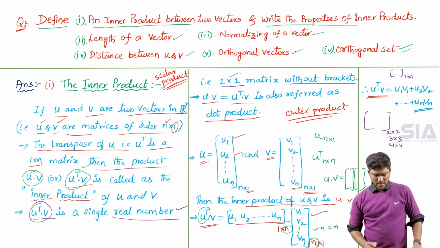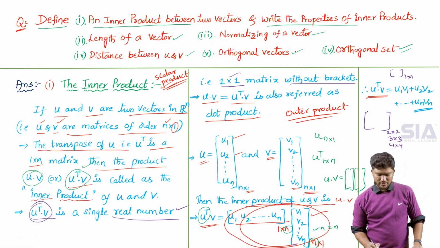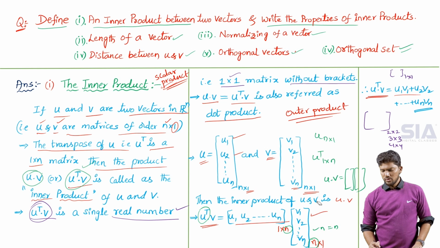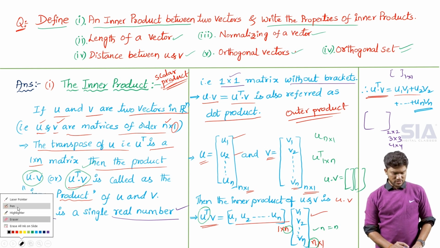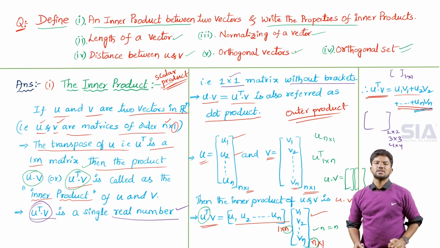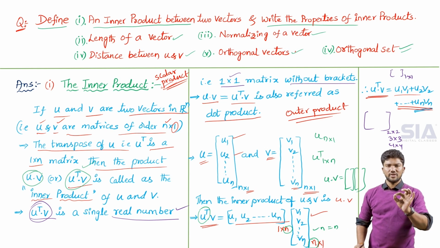So in this format, U transpose into V is equal to, if you multiply these two matrices, you will get U1 V1 plus U2 V2 plus, and so on, up to U suffix n V suffix n. If you simplify this total value, you will get one constant only. U transpose into V is equal to one scalar value, that is a 1 by 1 matrix simply without brackets.